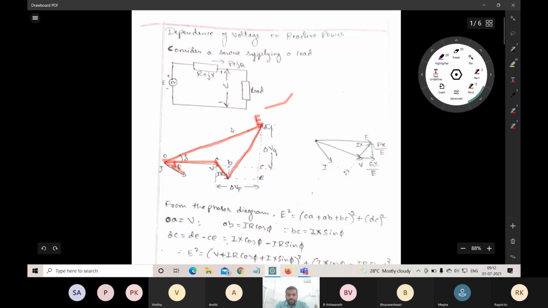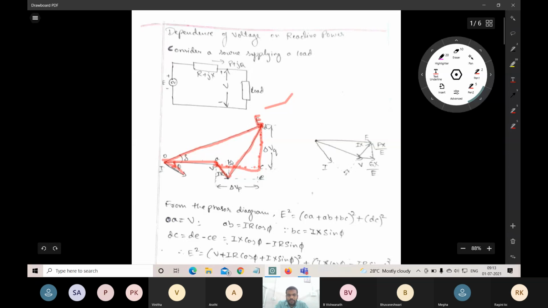This is E. So here we need to construct a right angle triangle. Just continue the dots. This is our right angle triangle. I hope you understand how to draw the phasor diagrams. This is the point O, this is A. I'm just considering these points in order to calculate this. The distance covered here is IR. Just take the dots.